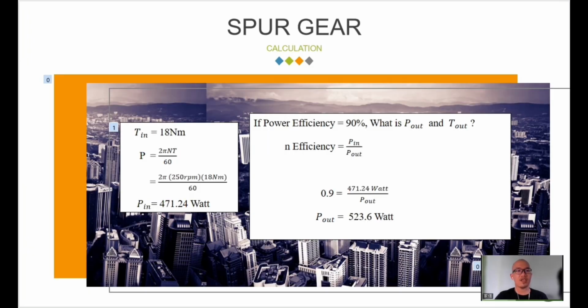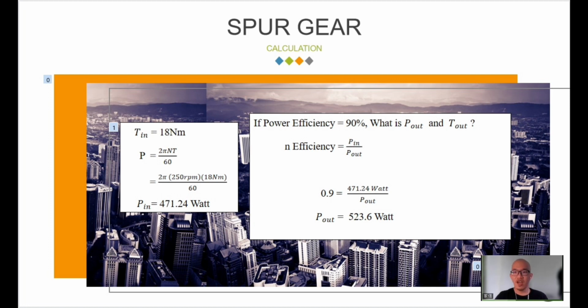Then we came to the next slide, where the input torque of the first gear is 18 Newton meters. We calculate the input power of the first gear using the formula 2 pi N T over 60, which means 2 pi times 250 RPM times 18 Newton meter over 60. So we get 471.24 watt input power for the first gear. If the power efficiency is 90%, what is the power output and the torque output?